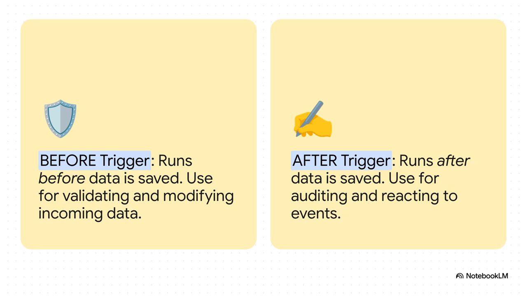It's crucial. A before trigger, well, it runs before the data actually gets saved. Think of it as your bouncer at the door. It's your chance to check the data, maybe even change it, or just reject it completely if it doesn't meet your rules. An after trigger, on the other hand, runs after the change is already done. This is perfect for leaving a paper trail, for auditing, or for kicking off some other process.